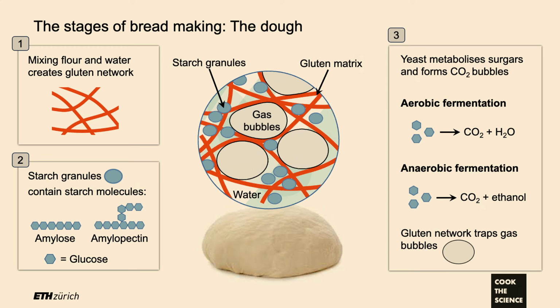But what is most important is that it forms these gas bubbles, and here the gluten network is very important because it traps the gas bubbles like fish in a net, if you want, and without this elastic mesh, the bubbles would simply disappear. So it's really important that we have this elastic mesh.